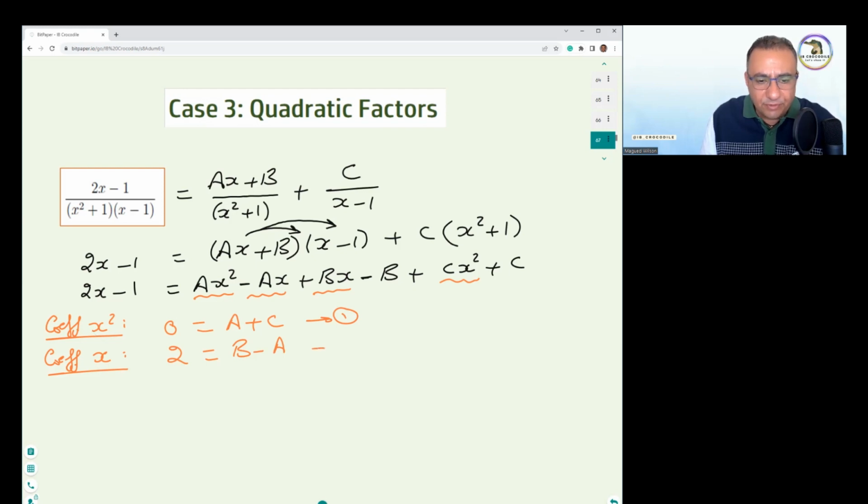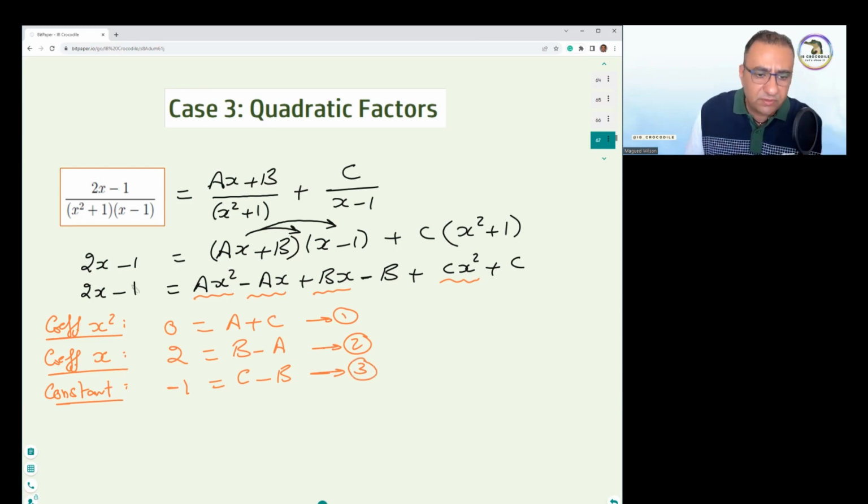Okay, we still need one more equation because we have 3 variables, right? So then the constant or the absolute term is negative 1 on the left-hand side, and on the right-hand side, it is basically c minus b. C minus b. Makes sense? Because c minus b is the constant, I mean, there is no x. So this is the absolute term, and that is basically equal to negative 1 by comparing coefficients. And this is equation 3. Now we have 3 equations and 3 unknowns. We can solve them by substitution.